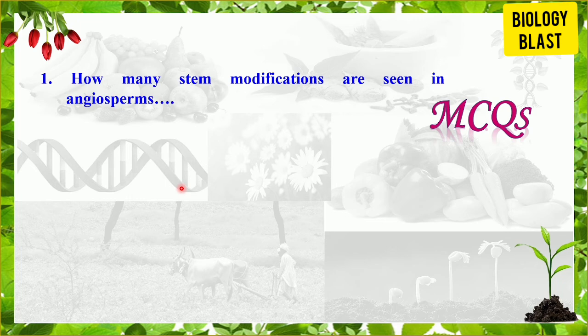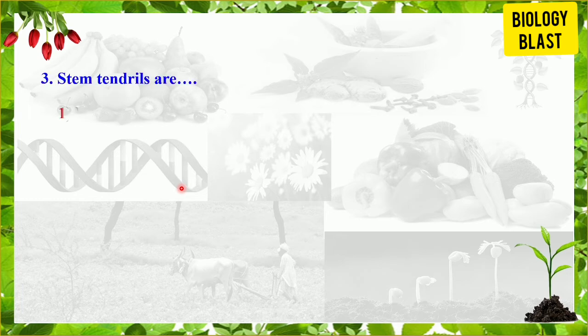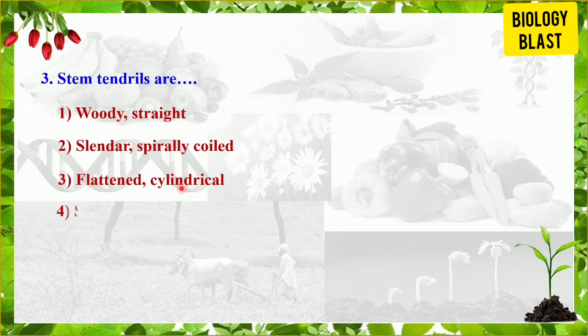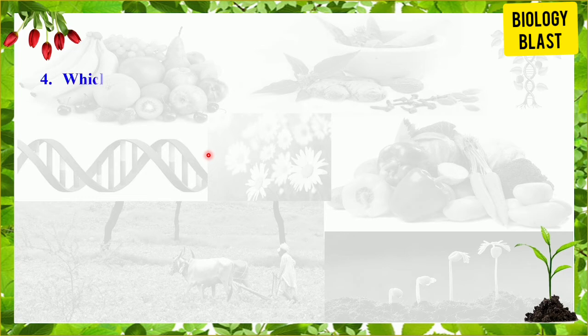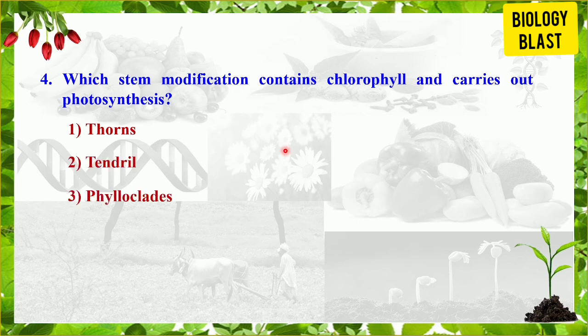MCQ. How many stem modifications are seen in angiosperms? Right answer is 3. Which of the following is an underground stem modification? Right answer is rhizome in ginger. Stem tendrils are slender, spirally coiled structures in gourds. Which stem modification contains chlorophyll and carries out photosynthesis? Thorn, tendril, phylloclades, or bulbil? The right answer is phylloclades.